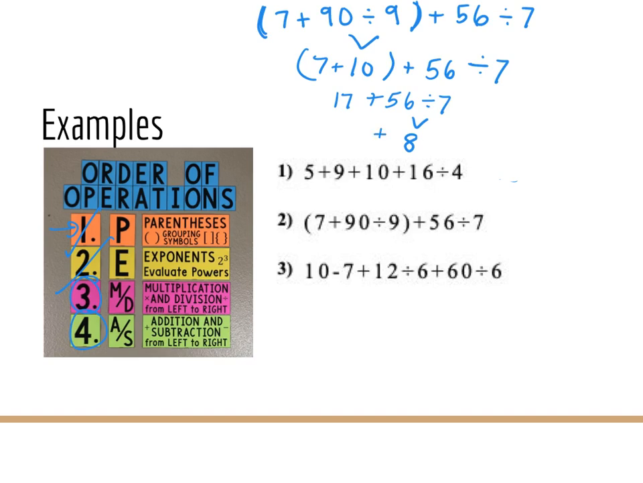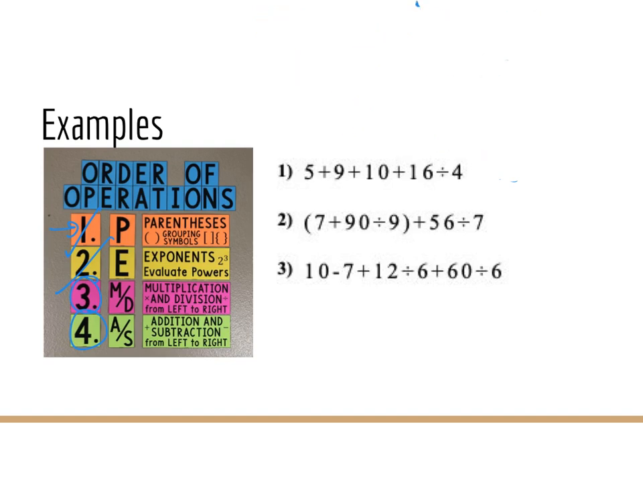I copy and bring down the rest of the problem, and then I solve 17 plus 8. 7 plus 8 is 15, carry the 1. We have 25 is our answer. All right, that was, I know, a longer one and a little bit confusing, but you guys will get it. All right, let's do one more, and then you'll get to do your work.